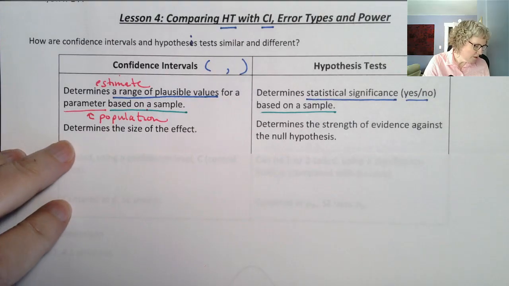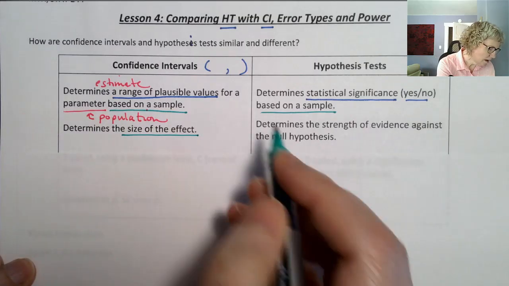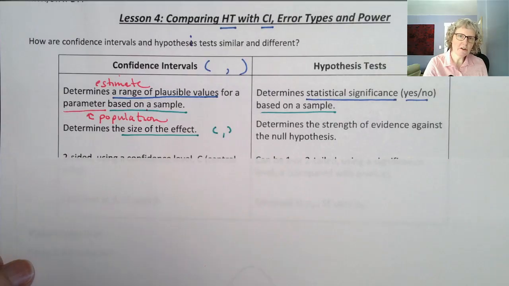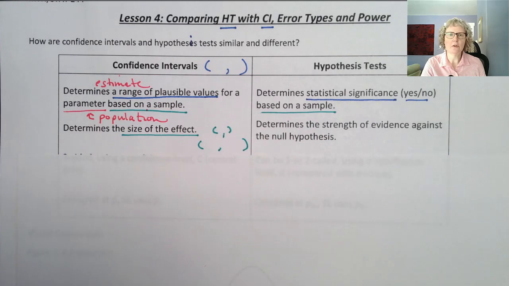The confidence interval determines the size of the effect. You could think of that as the width. We might have a really narrow interval or we might have a really wide interval. So the size of the effect is: what kind of range can we expect?